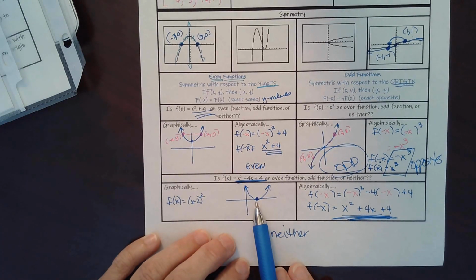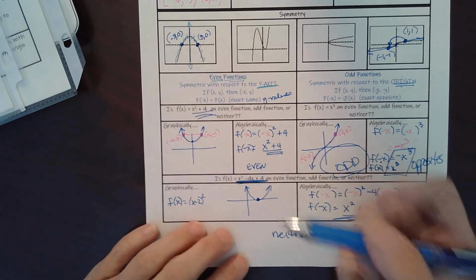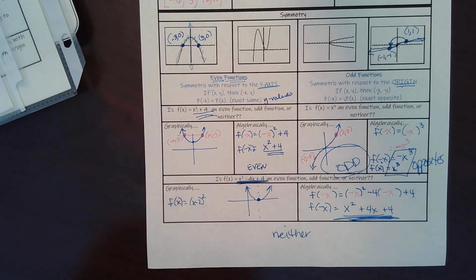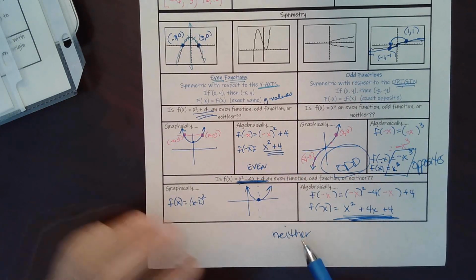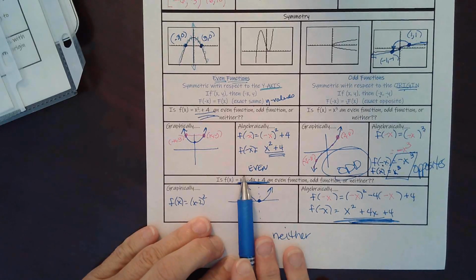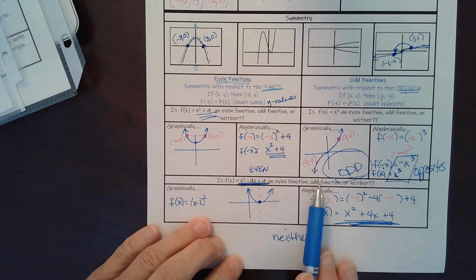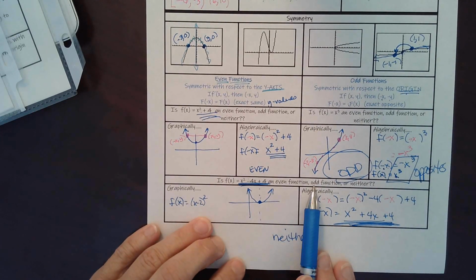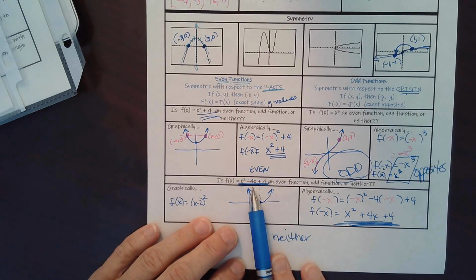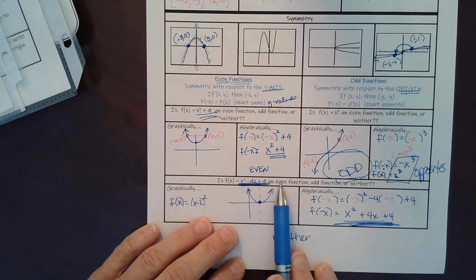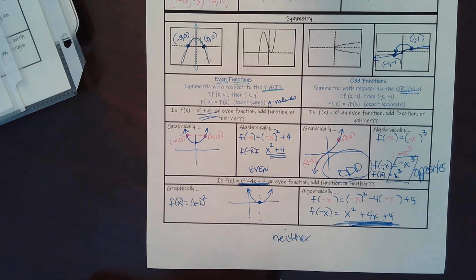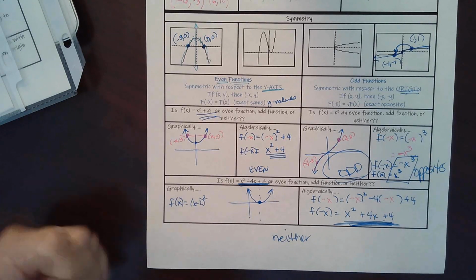Now, does this graph have symmetry? Absolutely. There is an axis of symmetry, but the axis of symmetry is not with respect to the y-axis, and it is not with respect to the origin. So therefore, this function, even though it has symmetry, is neither even nor odd. So those are characteristics of functions that are even and odd.